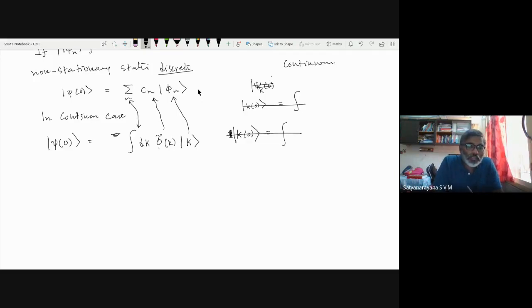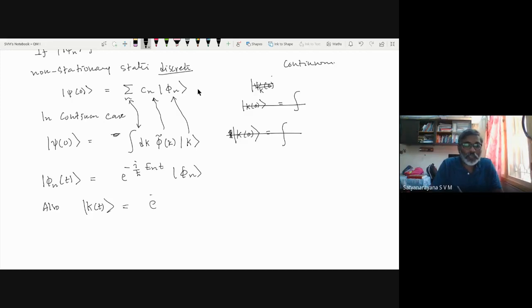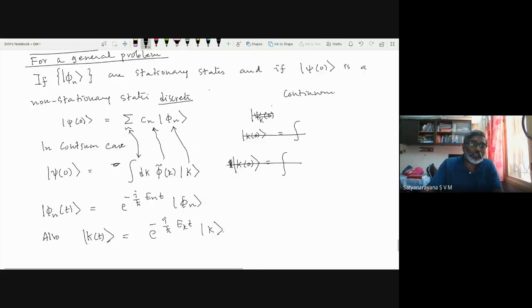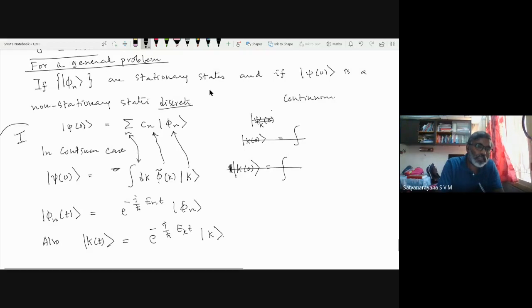Now we have a situation that phi n of t is equal to e to the minus i by h cross E n t phi n. So the time evolution of a stationary state in the discrete case is like this, which is also true for your k of t, equal to e to the minus i by h cross E k t, in the continuous case. Now, these are the two inputs. First, any non-stationary state can be expressed as a linear combination of stationary states. And the second input is that the evolution of a stationary state is like this.